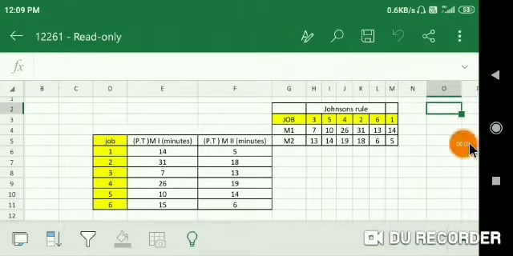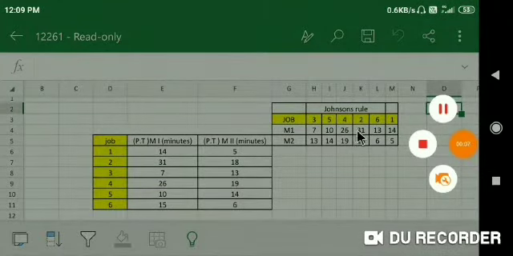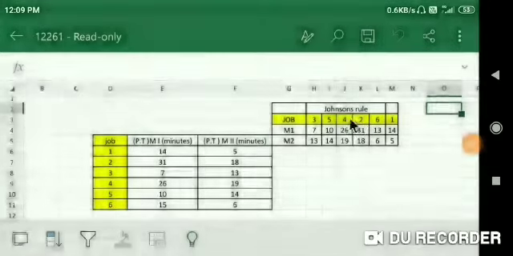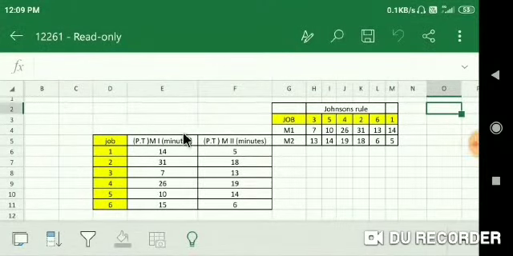In the last question, we did the optimal sequencing using Johnson's rule. For this question, we have taken two machines, M1 and M2, and 6 jobs. Their processing times on M1 were 14, 31, 7, 26, 10, 15, and for machine 2 the processing times were 5, 18, 13, 19, 14 and 6. By using Johnson's rule, we did the sequencing, and the optimal sequence was 3, 5, 4, 2, 6, 1.